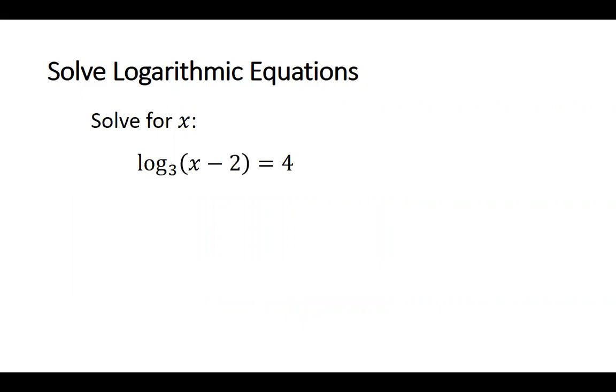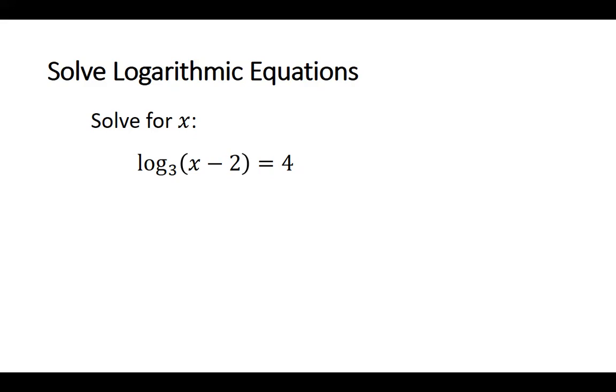So I want to solve the following for x. Log base 3 of x minus 2 is equal to 4. Now I've got the x inside my logarithmic expression. So what can I do? Well, I can use that rule that log base a of x is equal to y, therefore a to the y is equal to x, right?